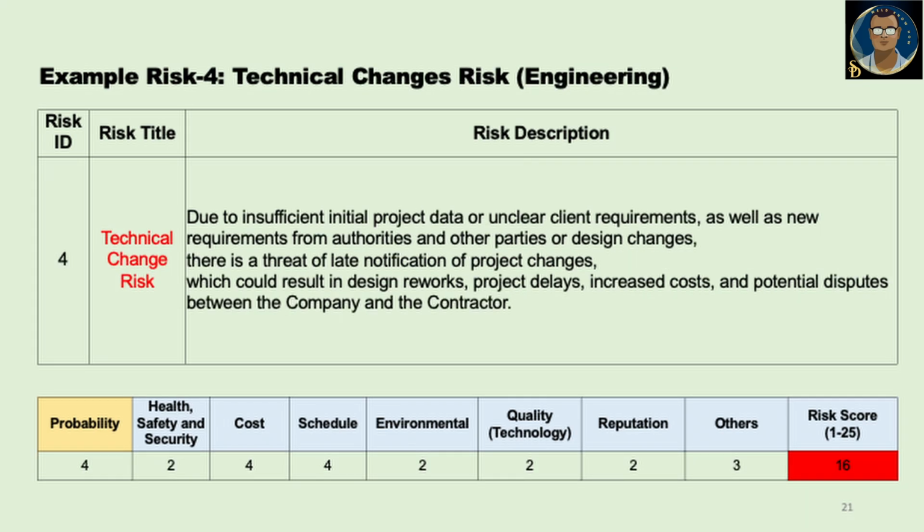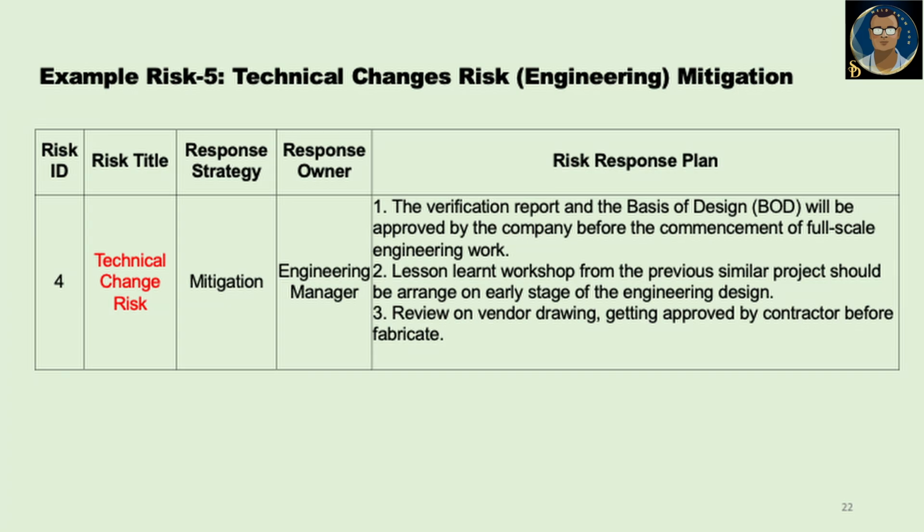So let us talk about some technical change risk due to insufficient initial project data, unclear client requirements, as well as new requirements from authorities and other parties' design changes. So this will be considered moderate. Out of 25, the score is 16. And the mitigation is we can push our client to immediately give us the solution or requirement. They should specify scope changes or whatever. They issue a revised document to us, and accordingly the contractor will plan.